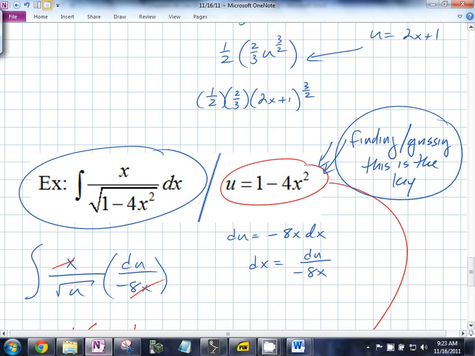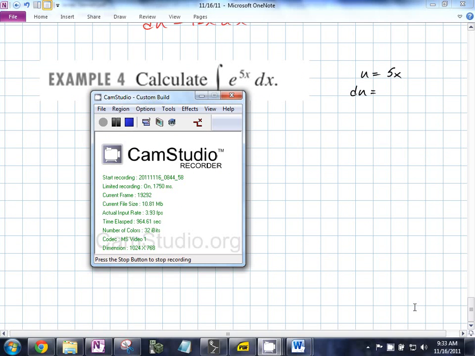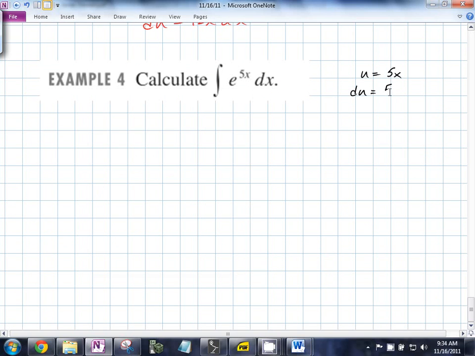Times what? dx. 5 times the rate of change of dx. So what does dx equal? Du over 5. When you substitute, you therefore get e to the u times what? Du over 5. So you get 1/5 the integral of e to the u du. What's that equal to? What's the integral of e to the u? Yeah, so it's going to be 1/5 e to the u. But what does u equal? So this is equal to 1/5 e to the 5x.